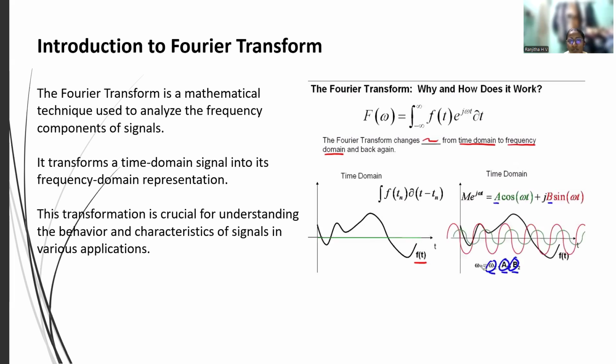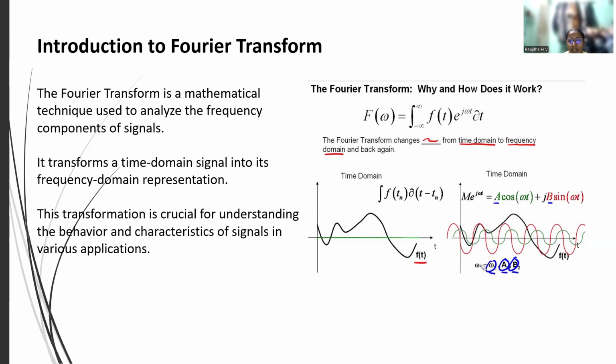Firstly, the introduction to the Fourier transform. What is meant by the Fourier transform? The Fourier transform is a mathematical technique used to analyze the frequency components of a signal. It transforms a time domain signal into a frequency domain representation. This transformation is crucial for understanding the behavior and characteristics of a signal in various applications.